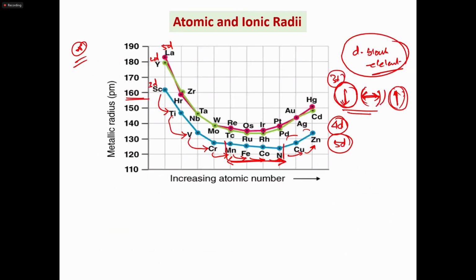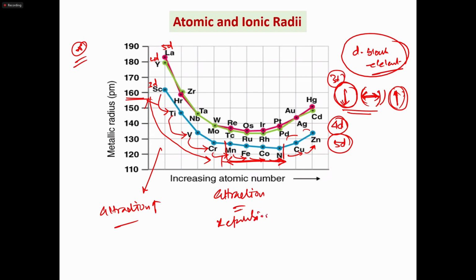Here I can write that from scandium to chromium, the attraction factor is more dominant. For manganese to nickel, the attraction factor is equal to the repulsion factor. But for copper and zinc, only the repulsion factor is present. That's why for copper to zinc, the atomic radius is increasing compared to the other cases.